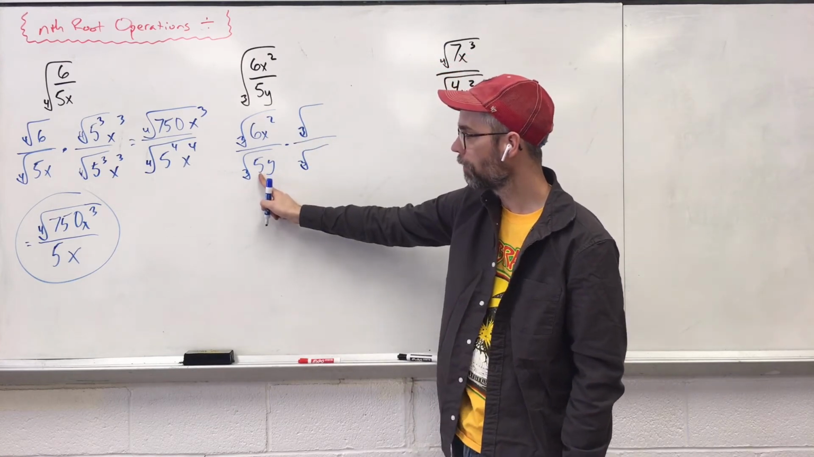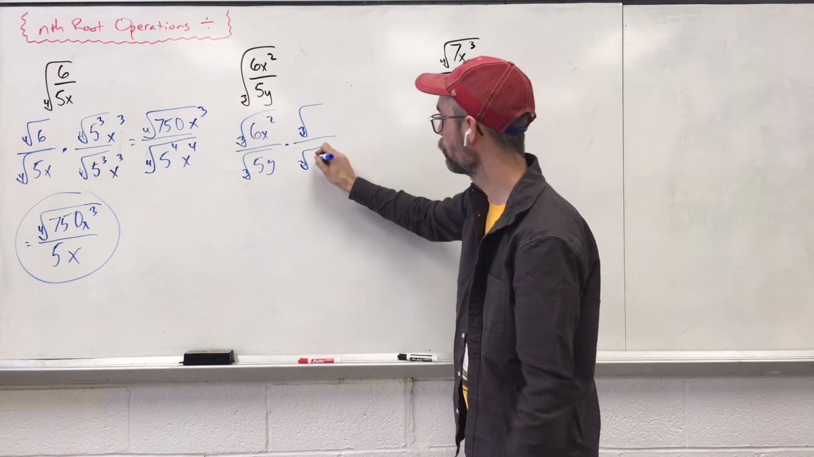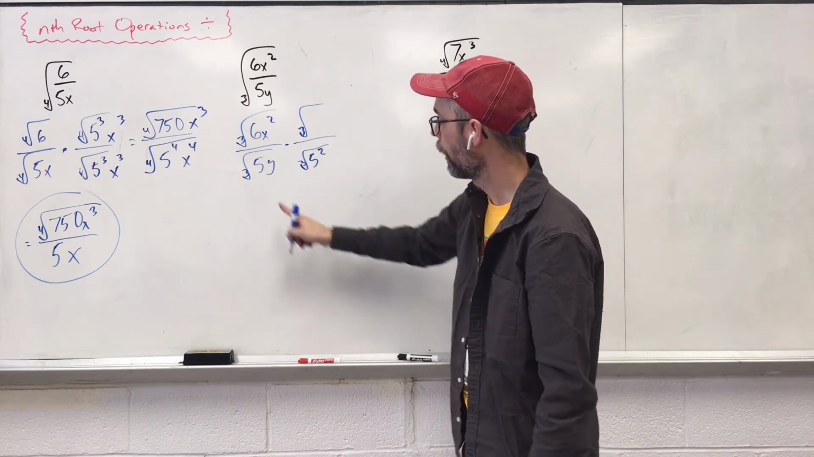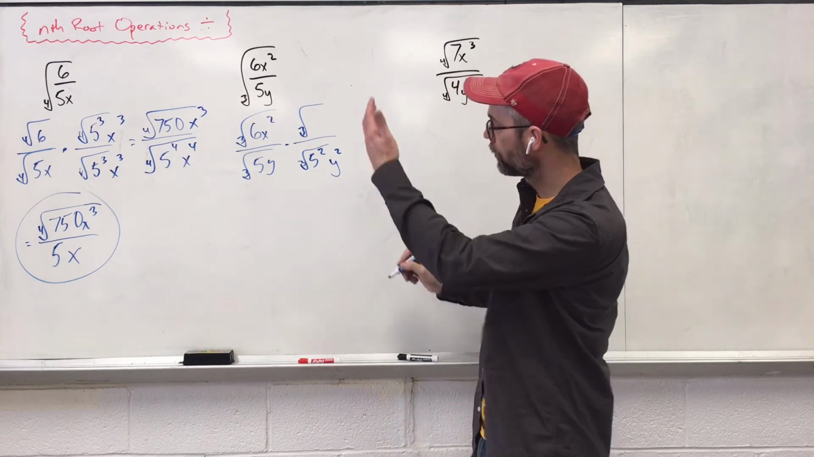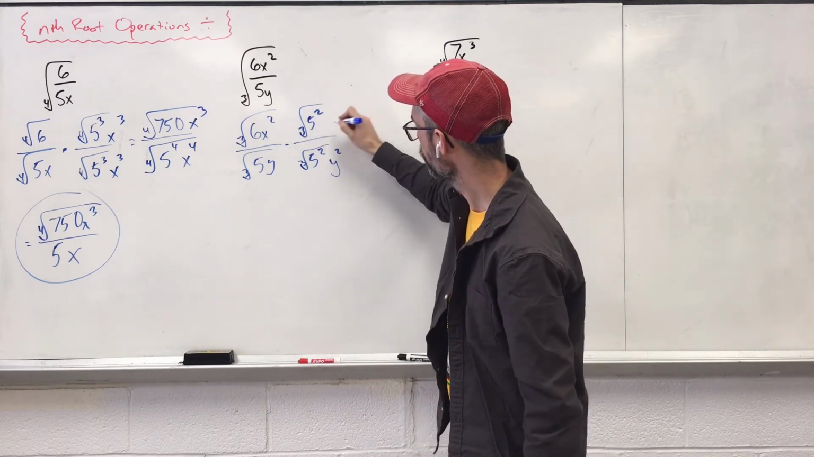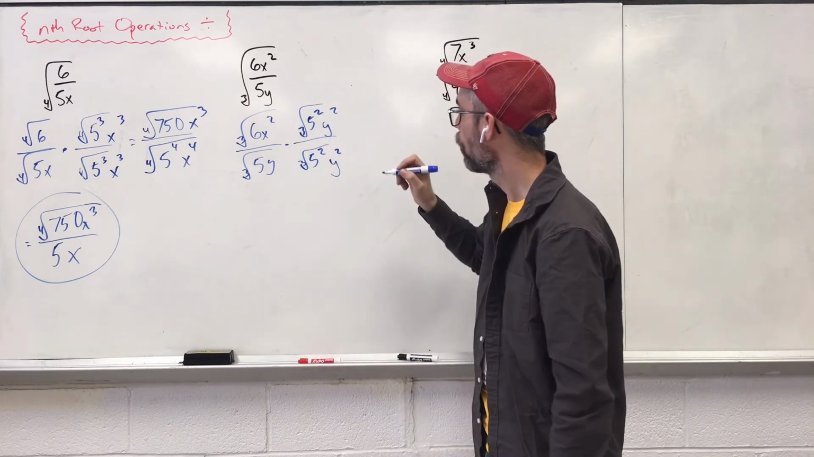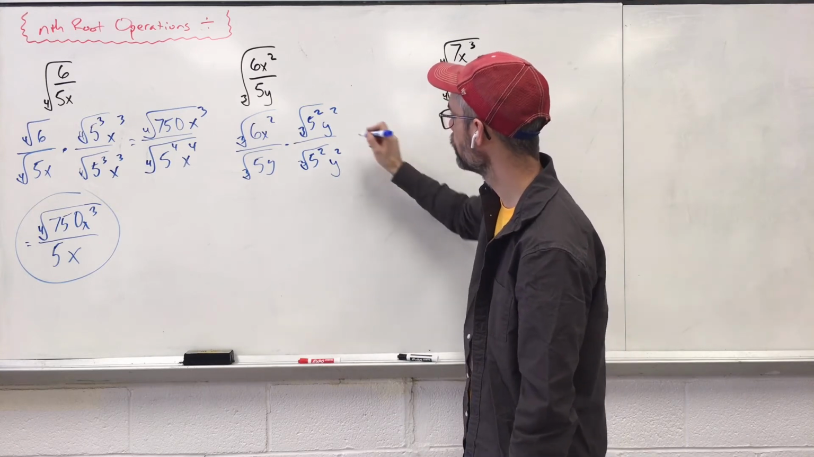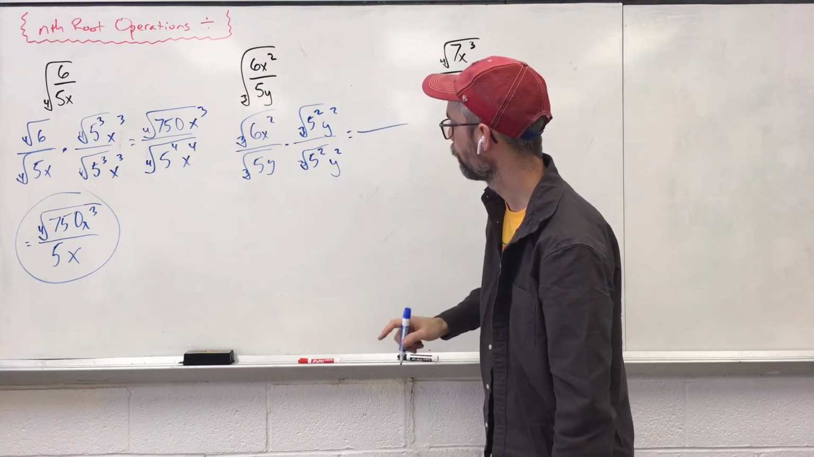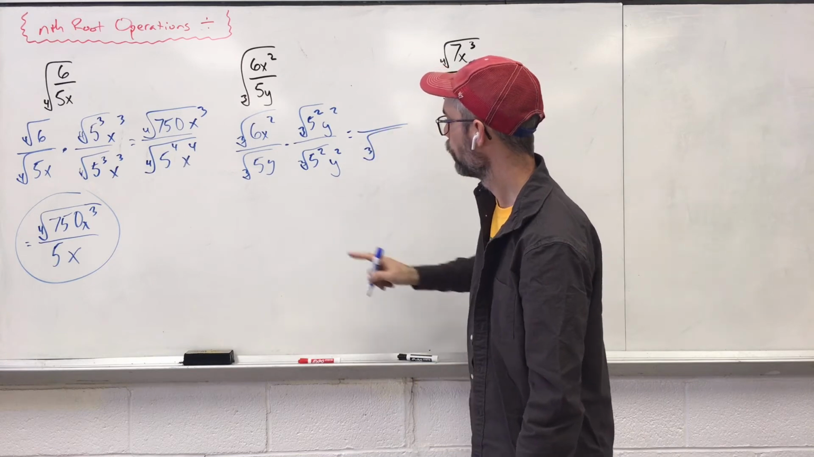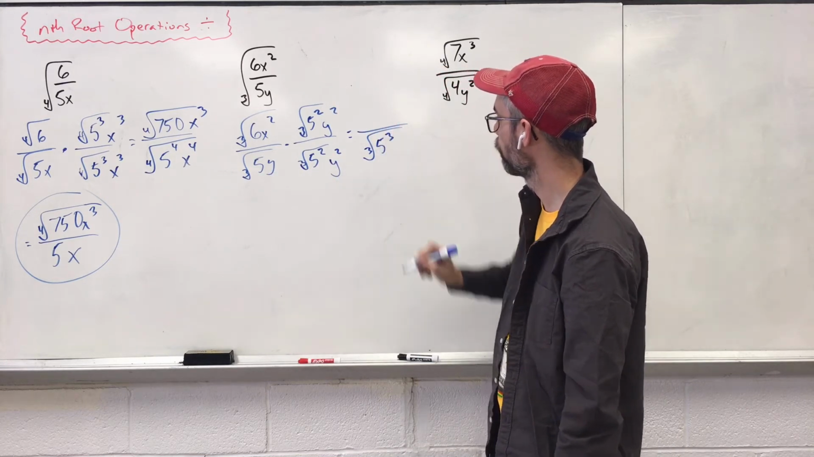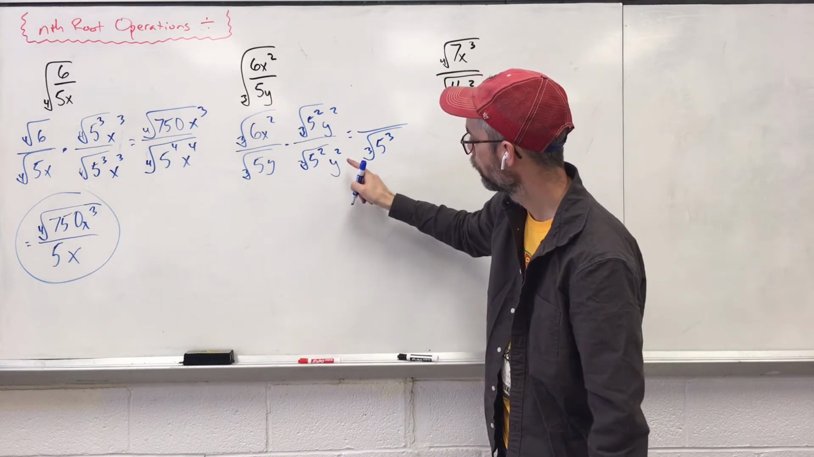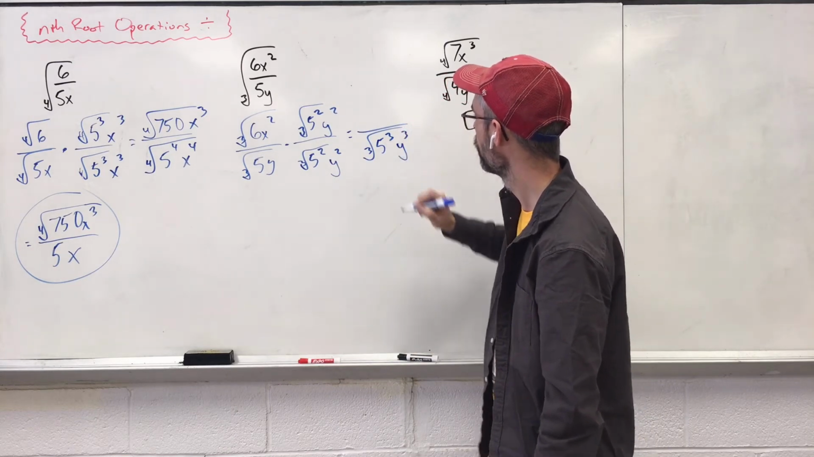I already have one 5. You know what? Let's get 2 more over here. I already have one y. I want 2 more y's. Make sure we do the same thing up top. 5 squared, y squared. Why? Because on the bottom, we now have one 5 and two 5s giving us 3 of them. We have 1, 2, 3 y's.